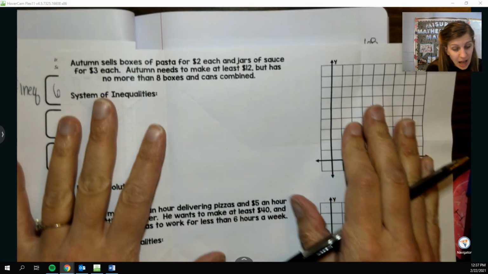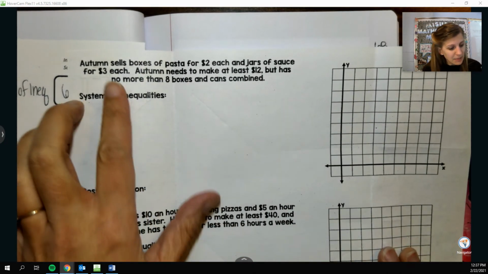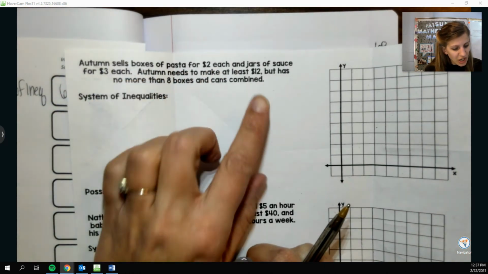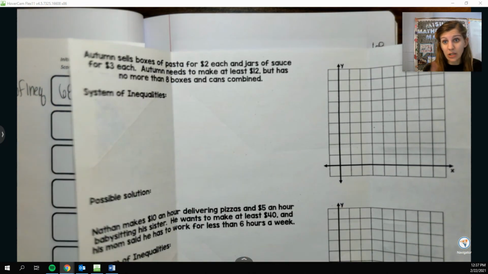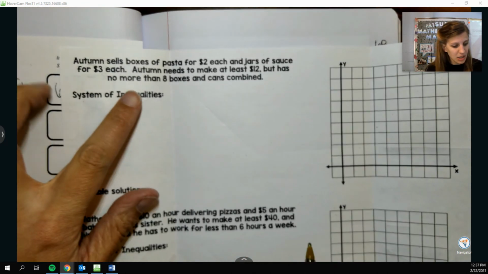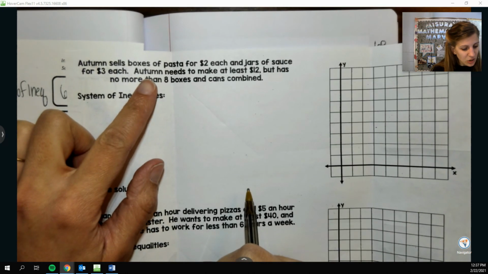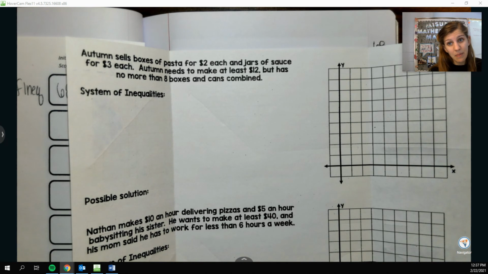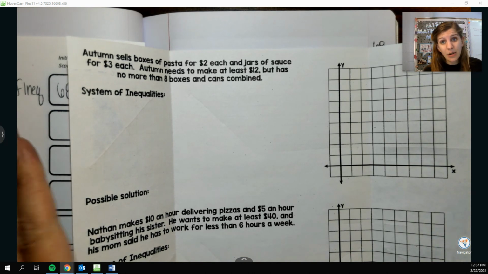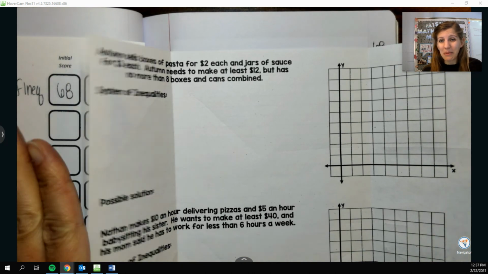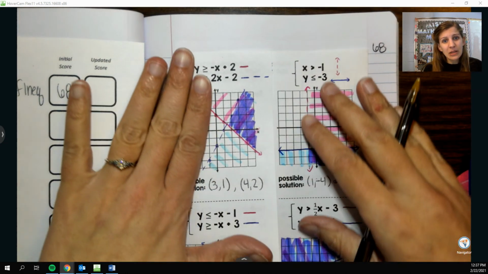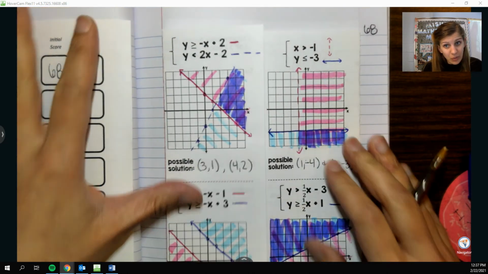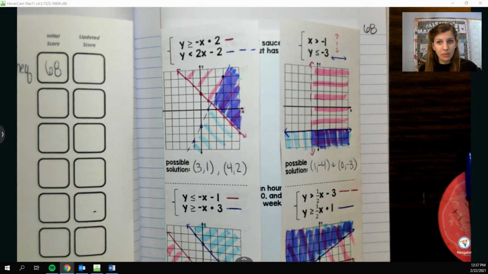All right, so that's helpful because then if we have some story problem types. Autumn sells a box of pasta for $2 each and jars of sauce for $3 each. Autumn needs to make at least $12, but has no more than 8 boxes and cans combined. As I'm reading this, I'm going to save the story problems for later. So don't stress about the story problems yet, guys. Let's just make sure we take a look at these ones here, and I will make sure your homework has no story problems. We will do all the story problems later.